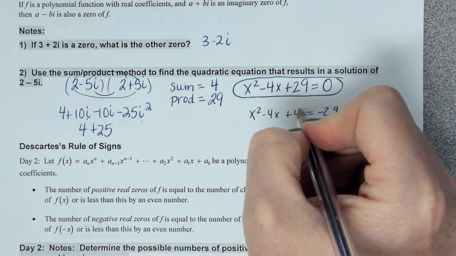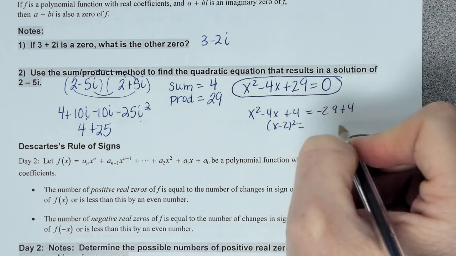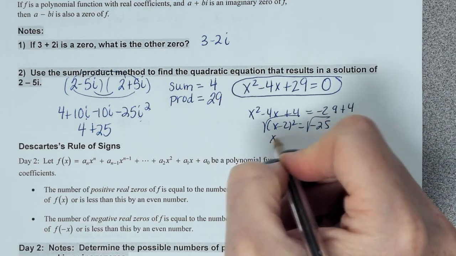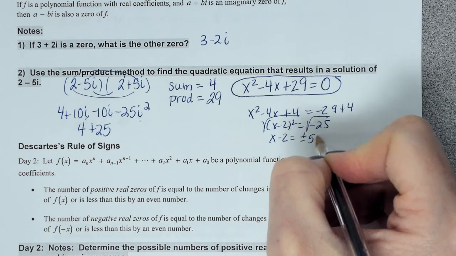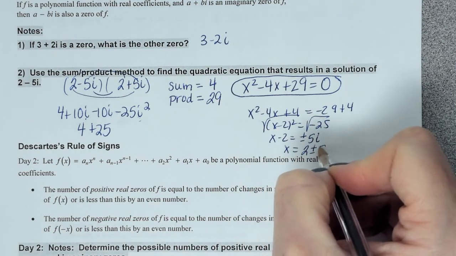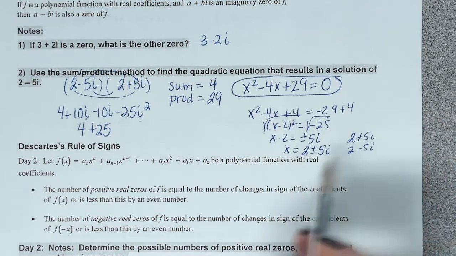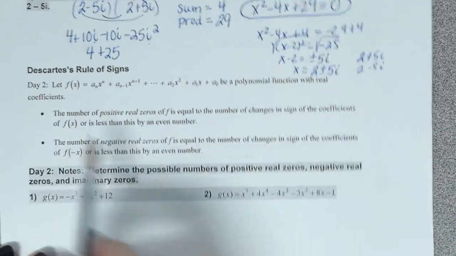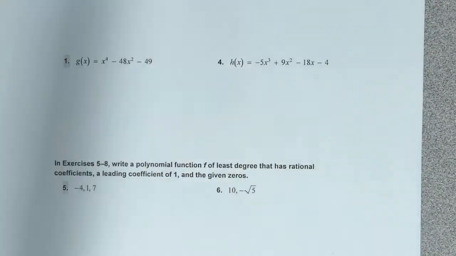I take half of this and square it, add it to both sides. This is x minus 2. This is going to be negative 25. I take the square root of both sides. What's the square root of negative 25? Plus or minus 5i, right? So I bring over the 2. So I'm going to have positive 2 plus or minus 5i. So 2 plus 5i, 2 minus 5i. See how those are the solutions? Okay? All right, Descartes' rule of signs. We're going to save that for the second part of our lesson.